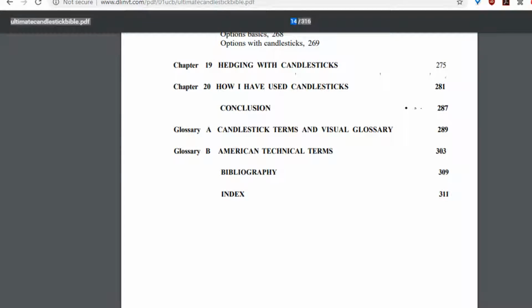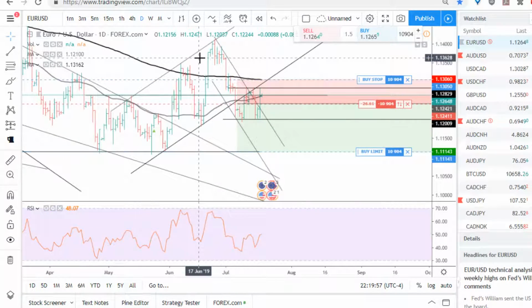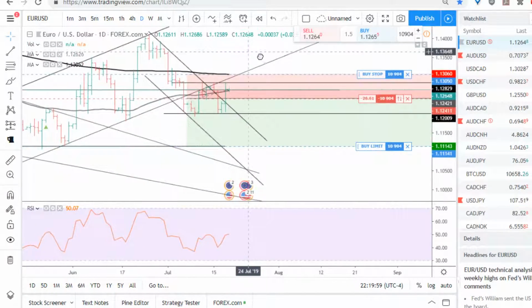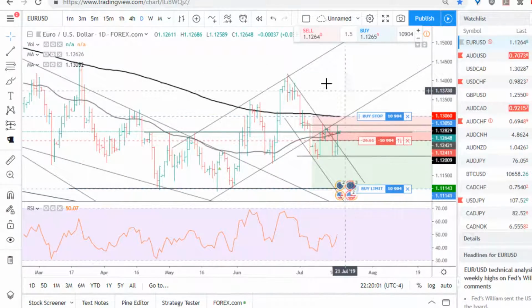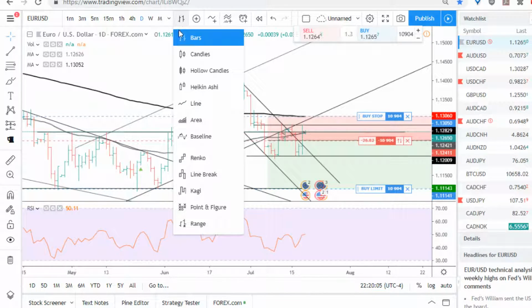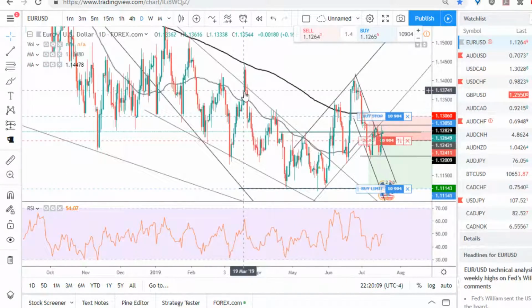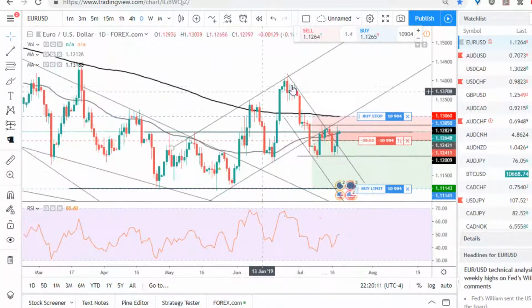Bars show the same thing, bar charts, basically, just about, but you don't get that. I don't know, it's just not as visually appealing. You don't really see the same thing. I don't know why you'd use bars when you can just use candles. Candles look so much more aesthetic.